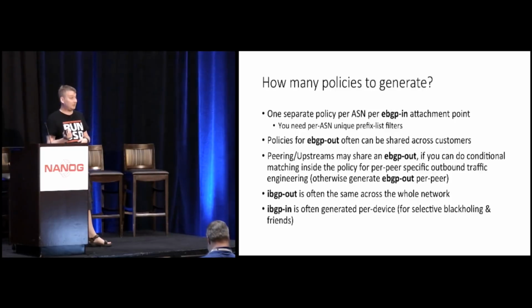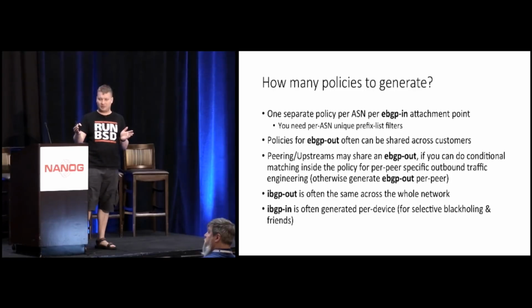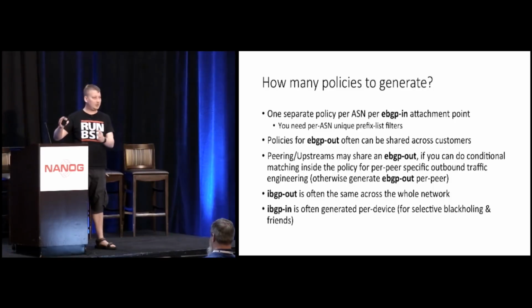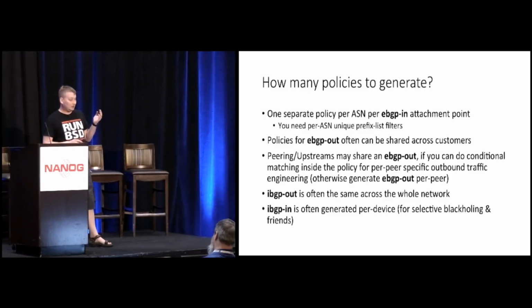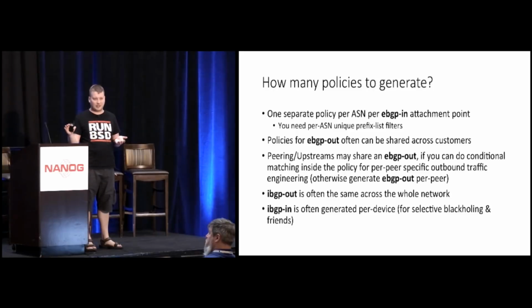But on the flip side, you often see that eBGP out can be shared amongst multiple eBGP neighbors, because at that point you're grouping. So NTT has per eBGP neighbor a unique policy on the inbound direction, but for the whole group of customers attached to that PE, there's a single routing policy for the outbound direction. Then iBGP out is often the same snippet across the entire network. You just copy-paste from router to router to router.